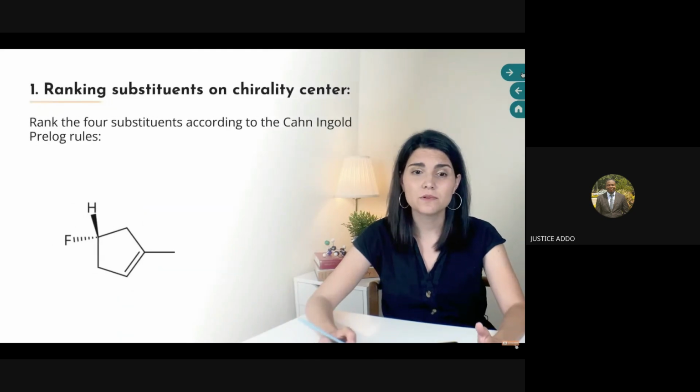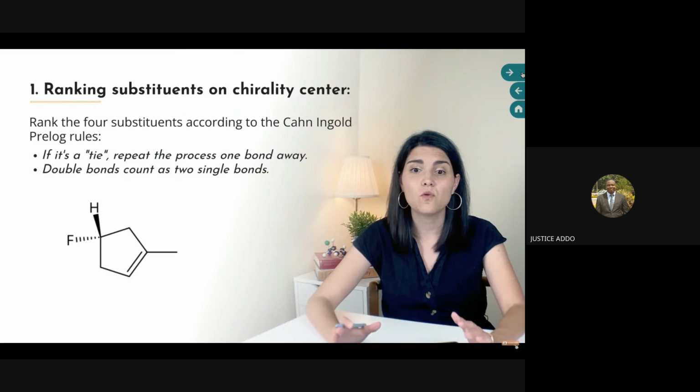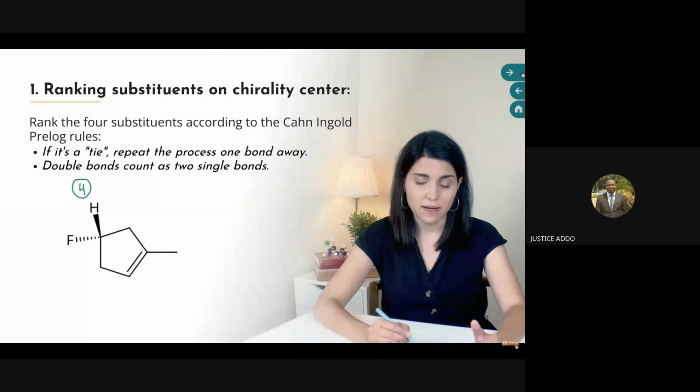If you apply the rule from the previous slide and you still don't have a winner, you just repeat the process one bond away. So let me show you an example. In this ring, there's one chirality center. The 4 substituents are hydrogen, a fluorine, and the 2 ring carbon atoms. And because the ring is asymmetrical, those carbons are considered different groups. Hydrogen is going to rank number 4, and fluorine is going to rank number 1, just like the previous examples.